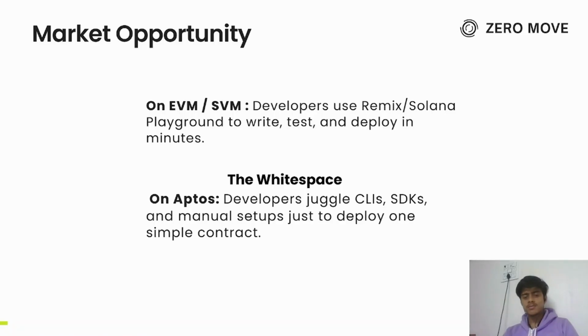EVM and SVM chains have Remix and Solana Playground to write, test, and deploy their smart contracts. But this is where the white space is in Aptos. Developers have to juggle through CLI, SDK, and multiple manual steps just to deploy a single smart contract. They have no tool which unifies everything and makes their life easy.